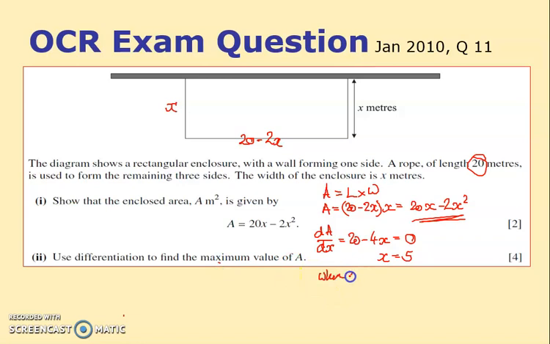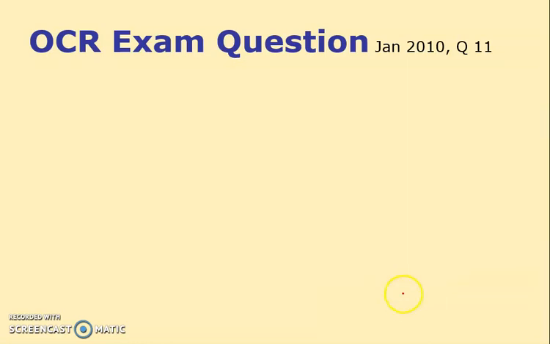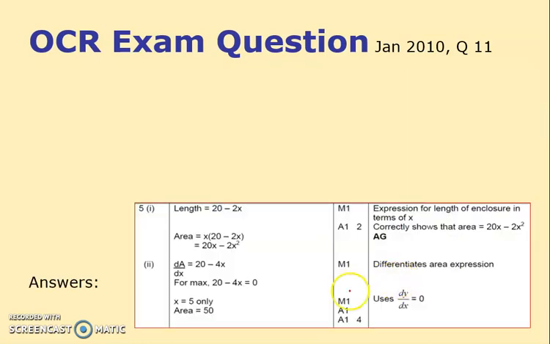When x equals 5, A equals, and this is my formula, 20 times 5 minus 2 times 5 squared, and that's 100 minus 50. I reckon it's 50 square meters. Let me check the answer. 50, that's a good sign. And x equals 5, yes, and we got that.